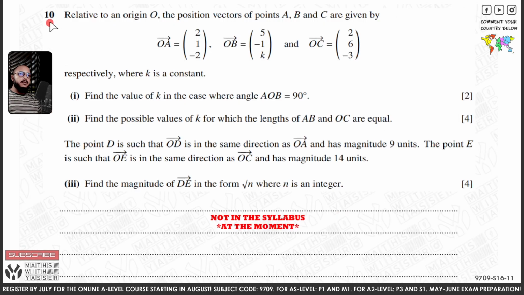Question number 10 is not in the syllabus at the moment because it has got to do with vectors.